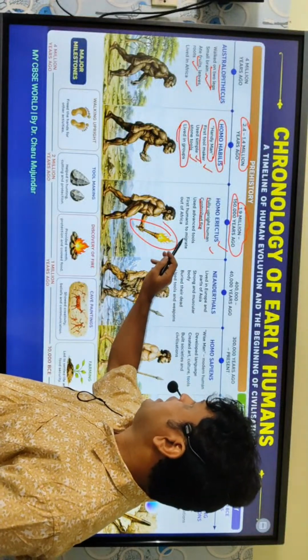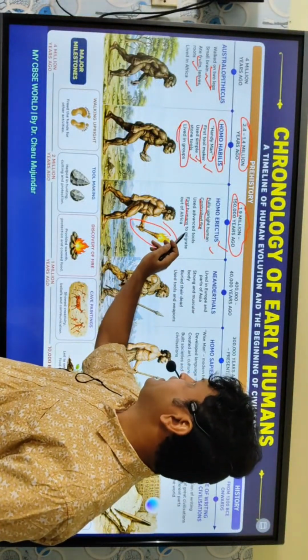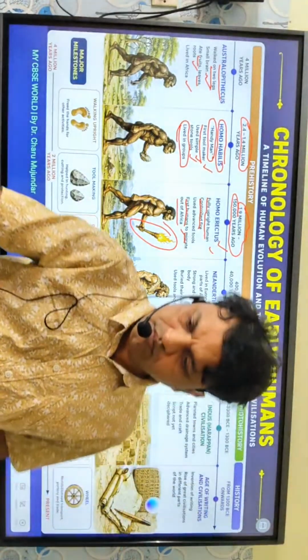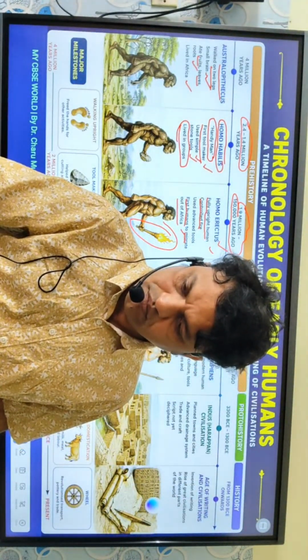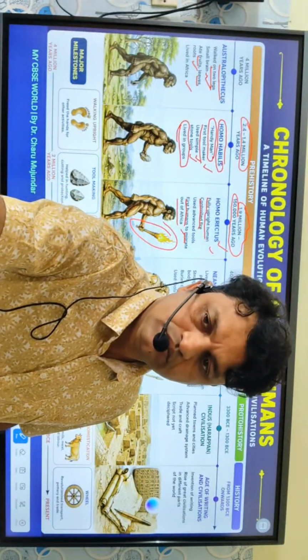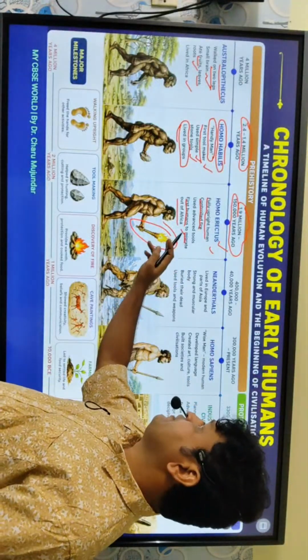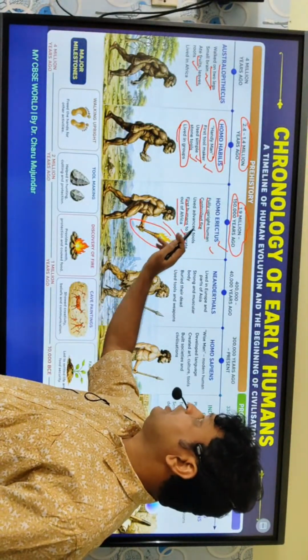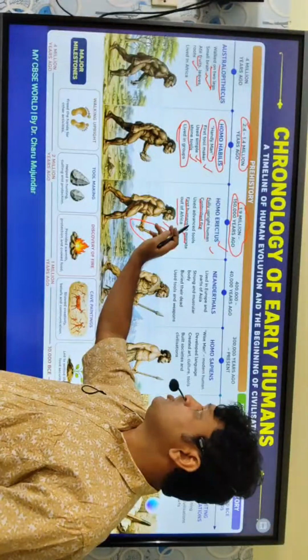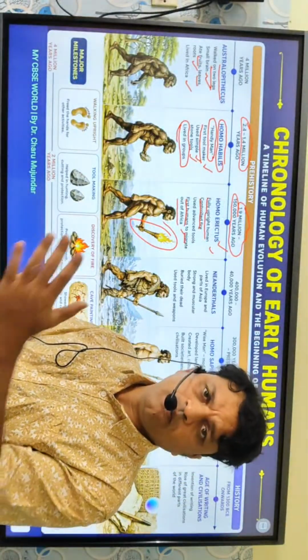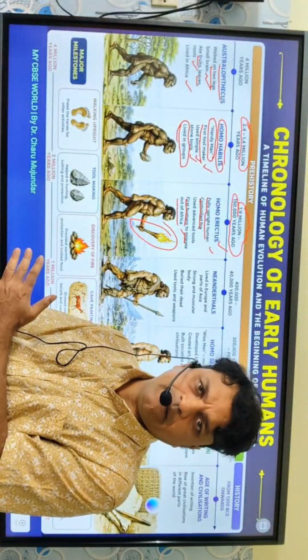The first humans to migrate out of Africa. So we have Homo erectus, who first invented fire, and they were the first humans to migrate out of Africa. They migrated from Africa to Europe and Asia.